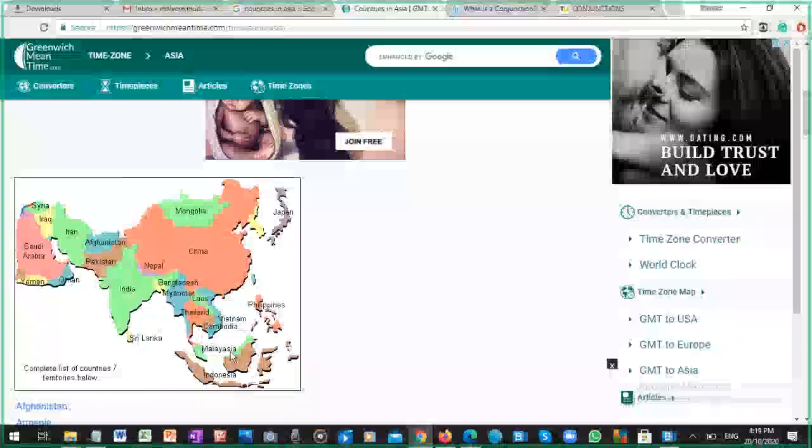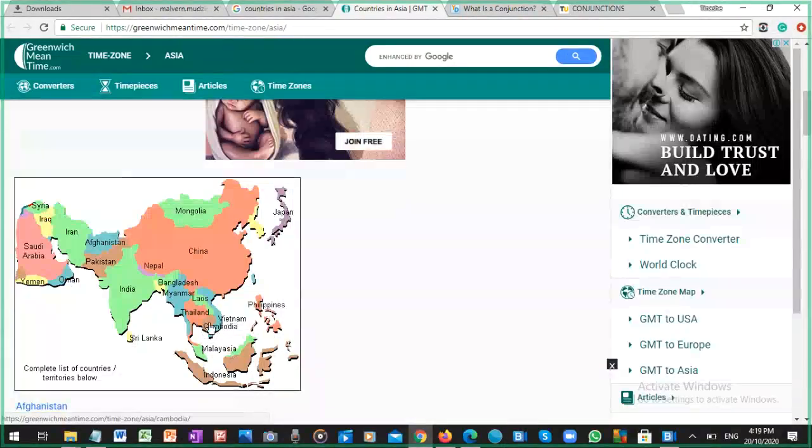Malaysia. Then we have this one. Cambodia. Cambodia. Well done. Then we have Vietnam. Well done. Then we have Thailand. Thailand. Well done. Then we have Sri Lanka. Sri Lanka. Try one more time. Sri Lanka. Well done.